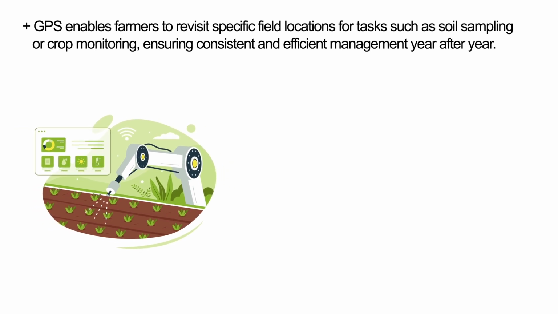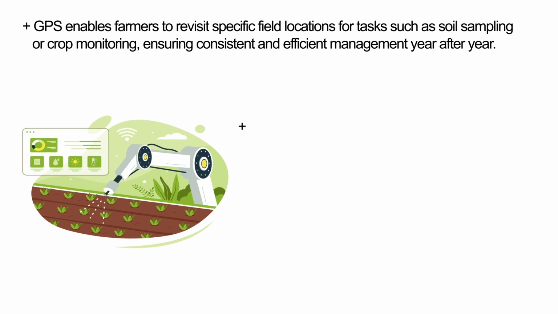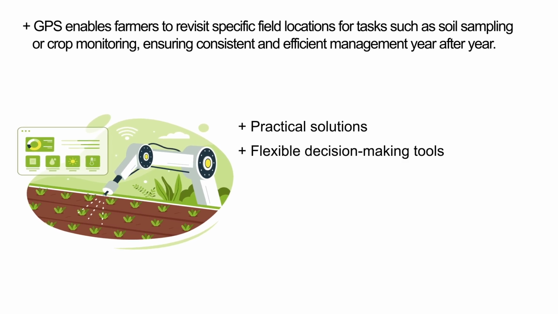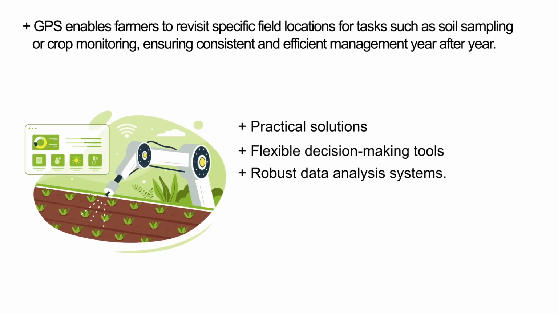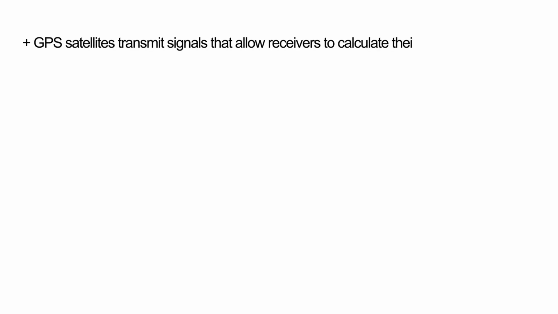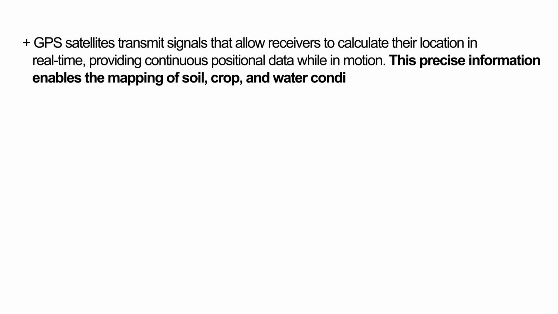Advanced GPS tools facilitate sustainable resource management, offering practical solutions, flexible decision-making tools, and robust data analysis systems. GPS satellites transmit signals that allow receivers to calculate their location in real time, providing continuous positional data while in motion. This precise information enables the mapping of soil, crop, and water conditions.